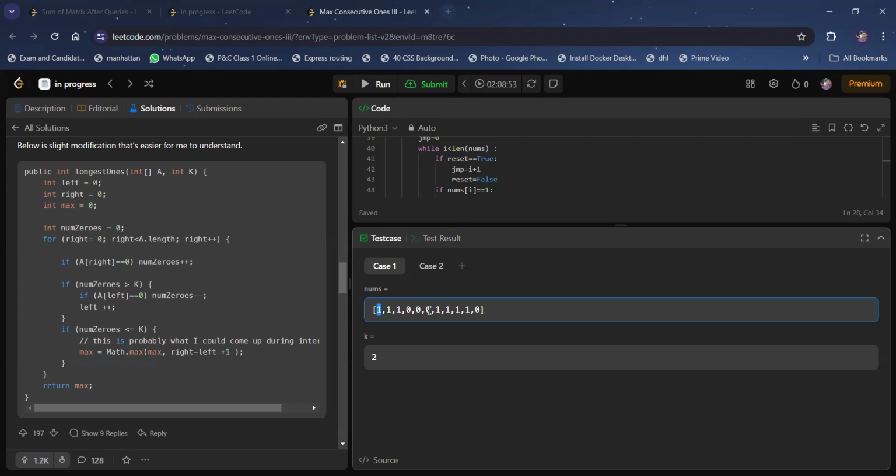Okay, and you will see I am not increasing the value of the maximum. The maximum value won't be increasing because the number of zeros should be less than or equal to k, but that is not happening. Let's say the number of zeros went up to three. I see that three is greater than two, and I see that this particular leftmost value is not zero.